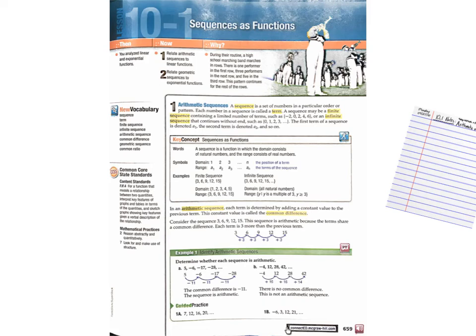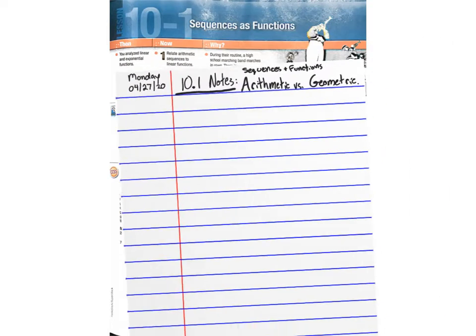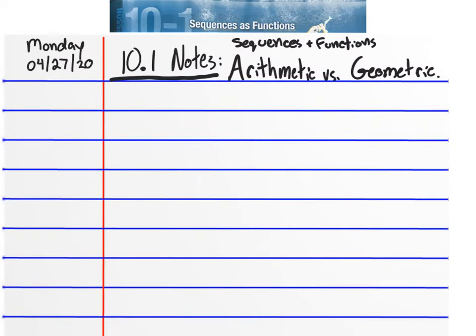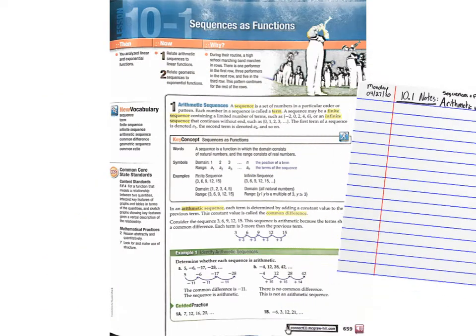We're going to do section 10.1 of the book, Sequences as Functions. Let's get our notebooks out and jot down today's date. Let's jot down the title, 10.1 notes. And yeah, the title of the book says Sequences and Functions, but we're going to actually write down arithmetic versus geometric in addition to the title, because that's what we're doing today. The goal is to be able to look at a list of numbers and determine whether it's arithmetic or geometric. And we'll get to all of that in a little while.